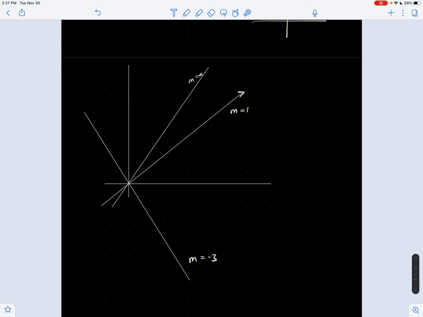So the larger the slope, the steeper it gets. Here would be m equals 10, and here would be m equals 100, and so on. And the larger negative, the more steeply negative it gets. You can see as the slope gets larger and larger, the line gets steeper and steeper. And so a vertical line is a line with sort of undefined slope or infinite slope, if you will.